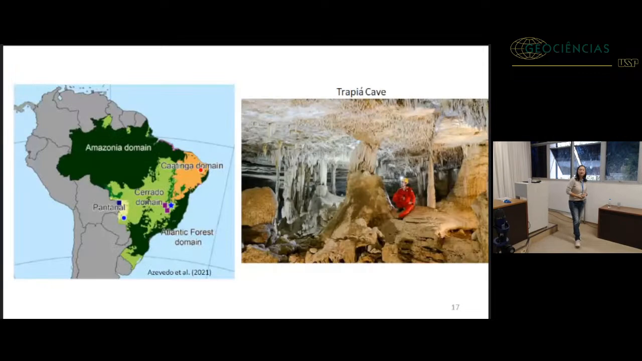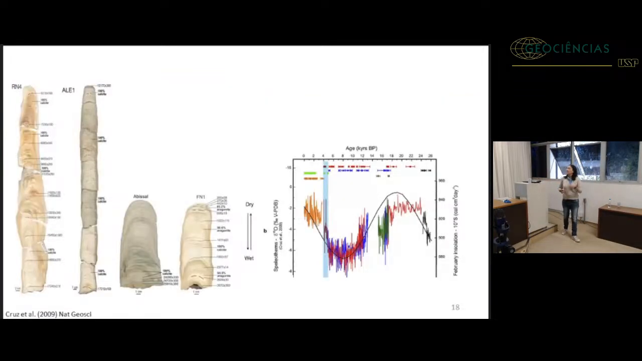So, this area is in Northwest Brazil, and I use stalagmites to reconstruct climate and other archives. In the beginning, she could reconstruct climate using only oxygen isotopes in stalagmites. And okay, it was a good work, and how can we do more?